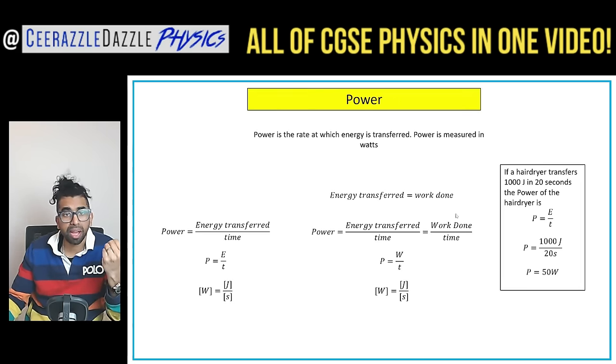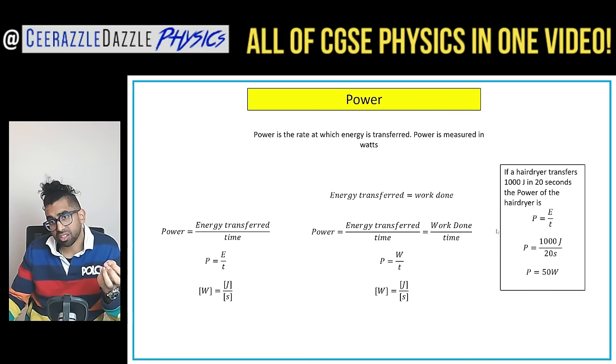Power. Power is equal to the rate at which energy is transferred. Power is measured in watts. Power is equal to energy transferred divided by time taken, and therefore P is equal to E over T, that's the formula. Power is measured in watts, energy is in joules, time is in seconds, so make sure you get the correct units down. Also, you should remember that energy transferred is the same as the work done, so therefore power is also equal to work done over time. So power is equal to W over T, where power is in watts, the work done is a measure of energy, therefore joules, and the time is in seconds.